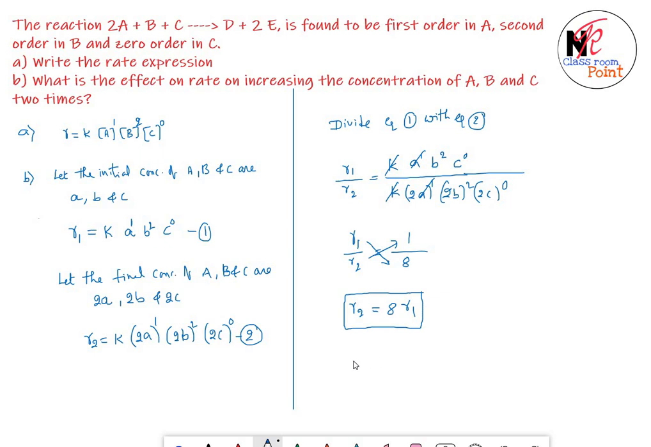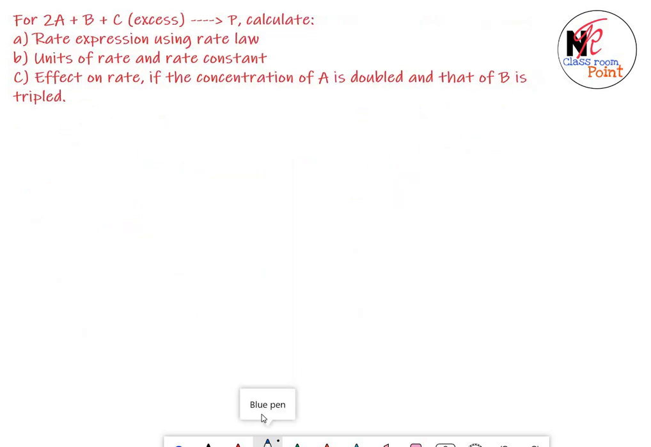Now let us go with another question. The next question is, for 2A plus B plus C, C is given in excess, gives products. Now they are asking to calculate, three sub questions are given, A, B, C. Rate expression using rate law, units of rate and rate constant, effect on rate if the concentration of A is doubled and that of B is tripled.